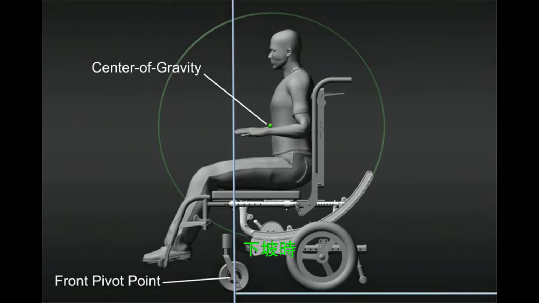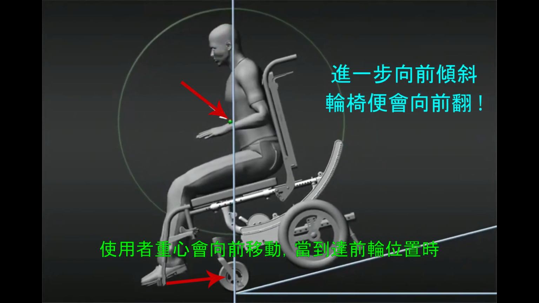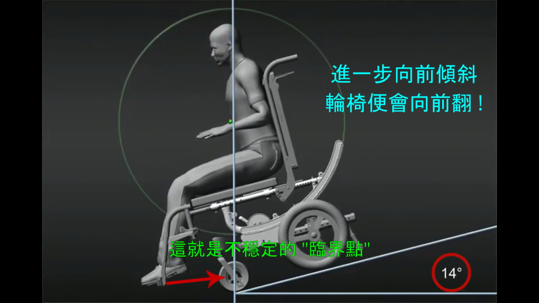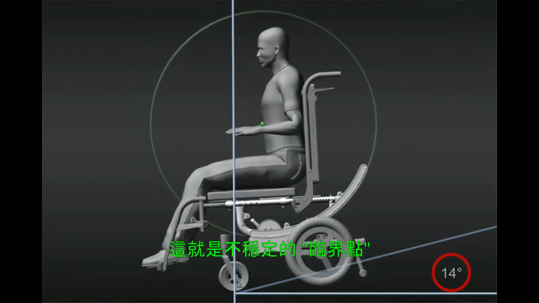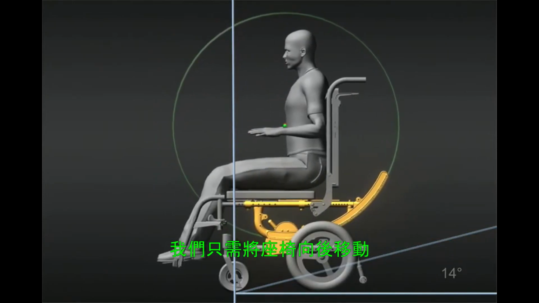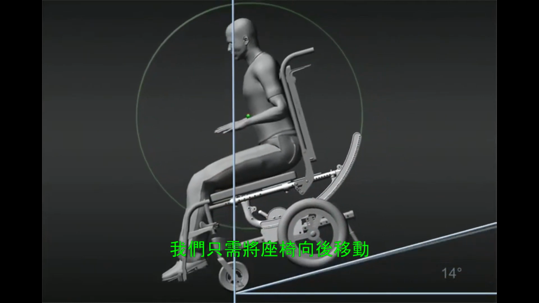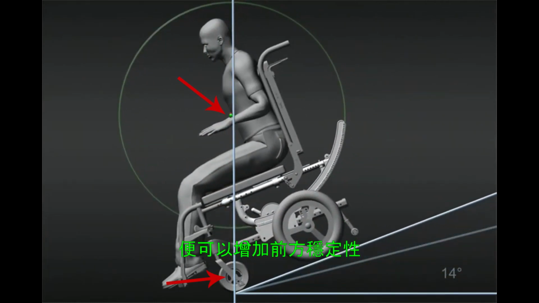Now, as the system is put into a slope, you'll notice a point where the CG goes forward of the position of the front caster wheel. This is the point of instability. We can make a simple adjustment by moving the carriage rearward and realigning the hanger and the front caster. This will improve the front stability significantly by changing the slope.